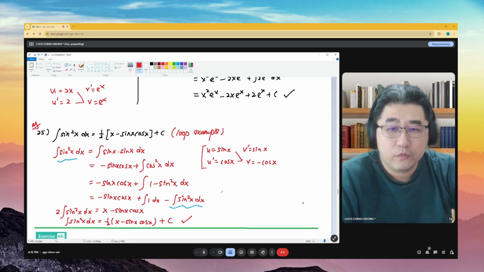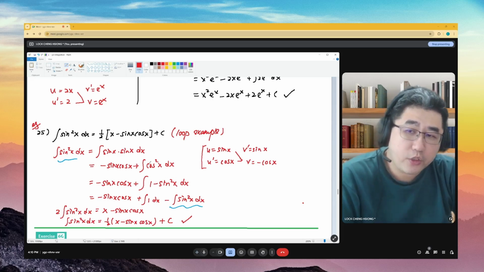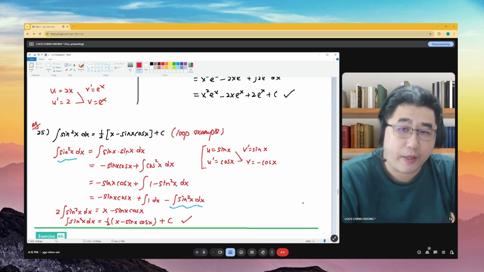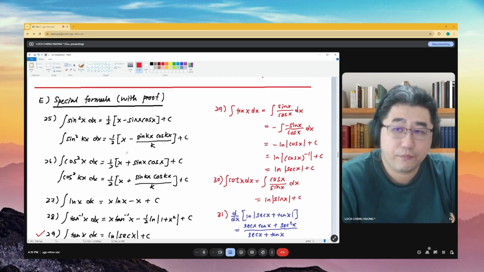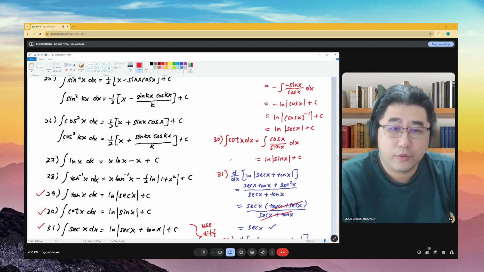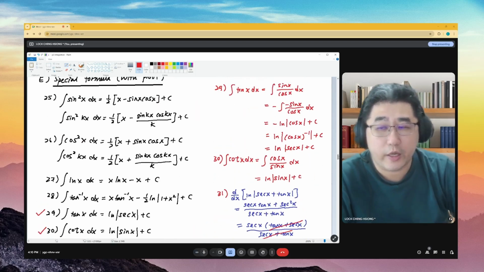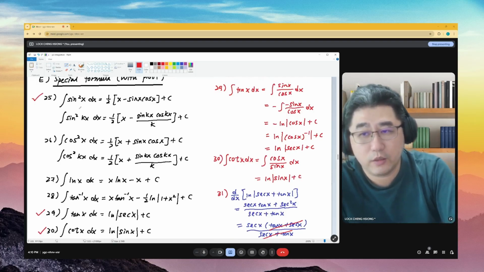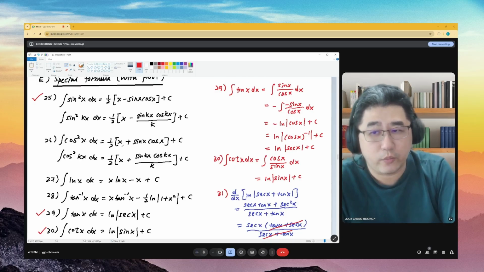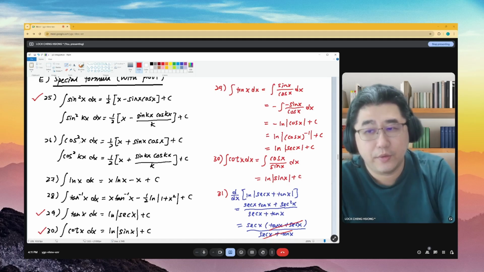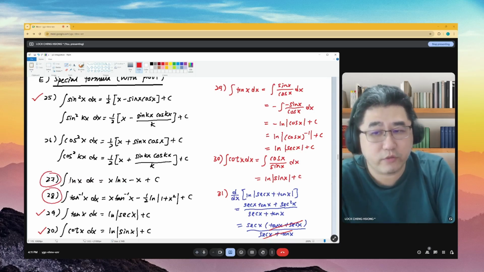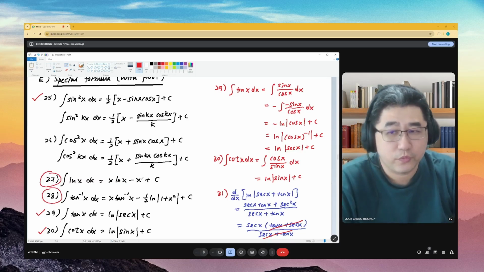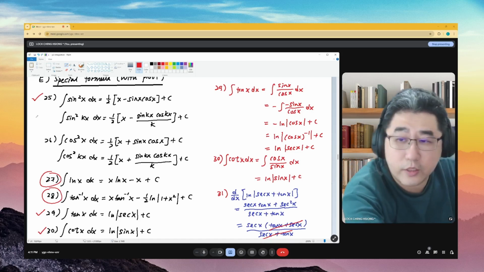So from here you will see that rule 25 from the special formula is actually using by parts. Let's go back to the special formula. Over here you will see that 25 is your sine square. 26 is using the similar way, cos square. What is interesting is 27 and 28. I'm going to show you the proving for those two.